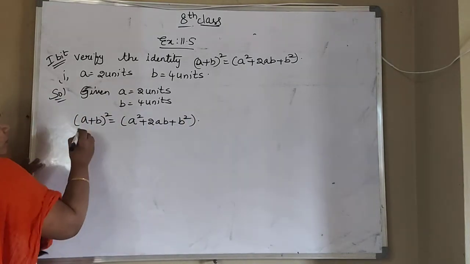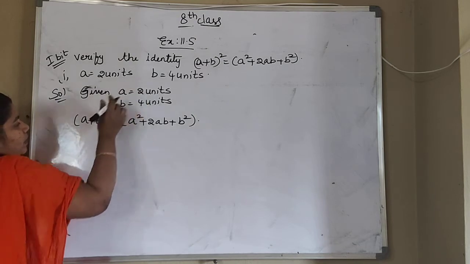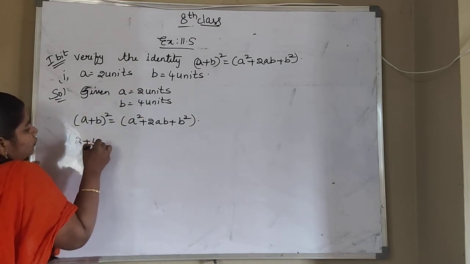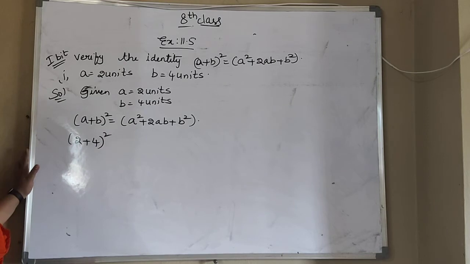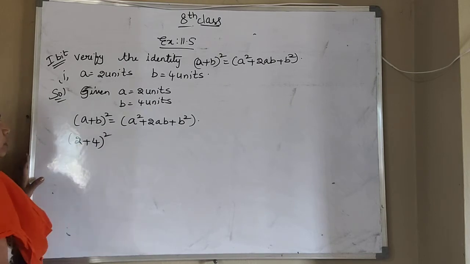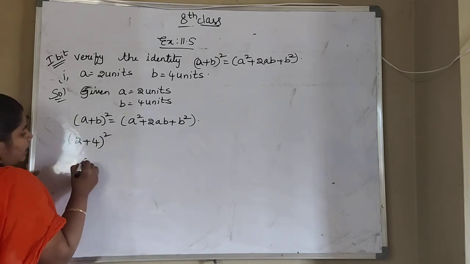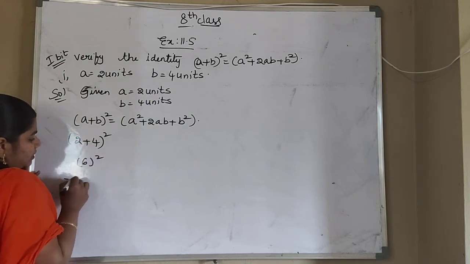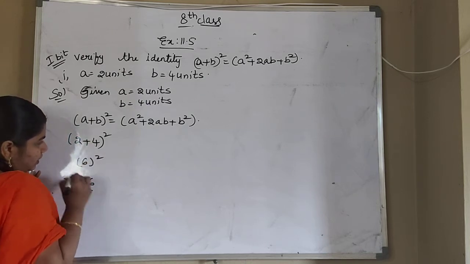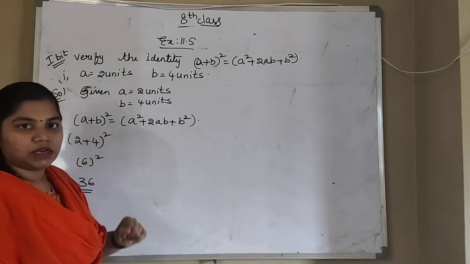Okay, so now what is a plus b? A plus b means it will be (2 plus 4) whole square. Okay, (2 plus 4) whole square. So 2 plus 4 is how much? 6 square. 6 square is how much? 36. So we have to verify this now.